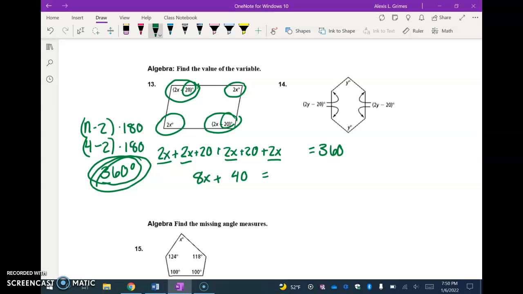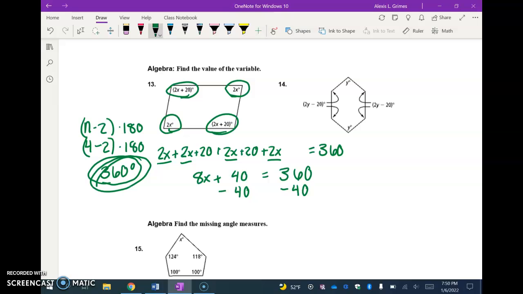But if I erase all this, you should have 2x plus 20 plus 2x plus 2x plus 2x plus 20. Each one accounted for once. So we have 8x plus 40 equals 360. We know how to solve this. We did this in algebra and we did it all last semester. So we subtract 40 from both sides.